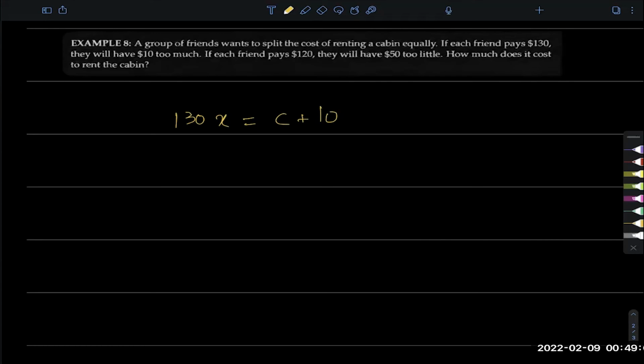And then they're saying if each friend pays 120, they will have $50 too little. So if they pay 120 each, then they have C minus 50, right? They have $50 less than what they need. So what do we want to know? How much does it cost to rent the cabin? We want to know what C is, right? Yes. So what do we do in such a case?